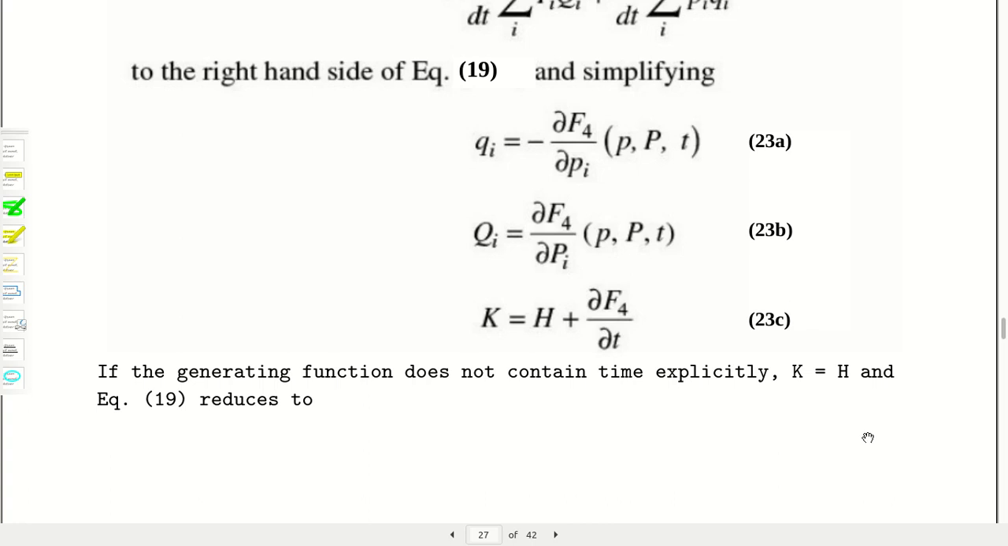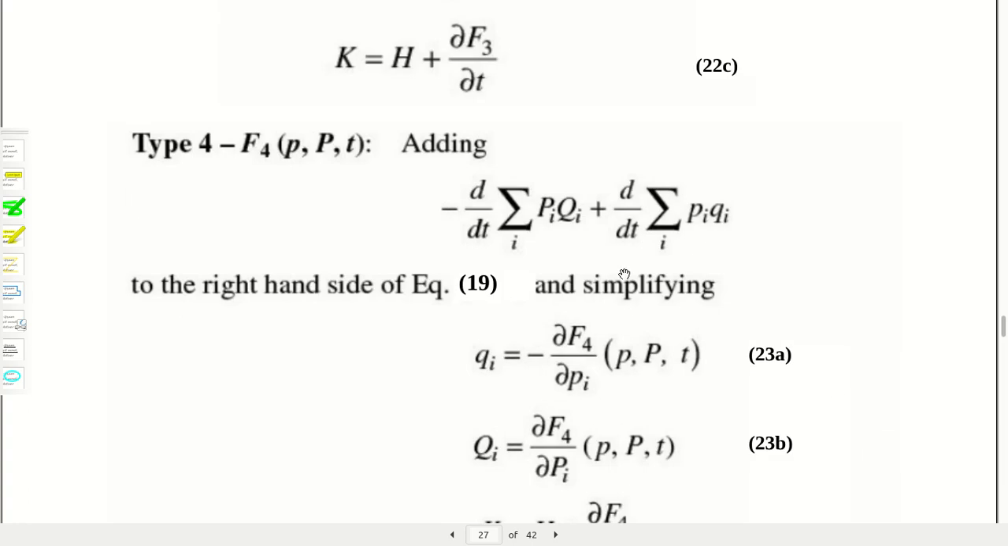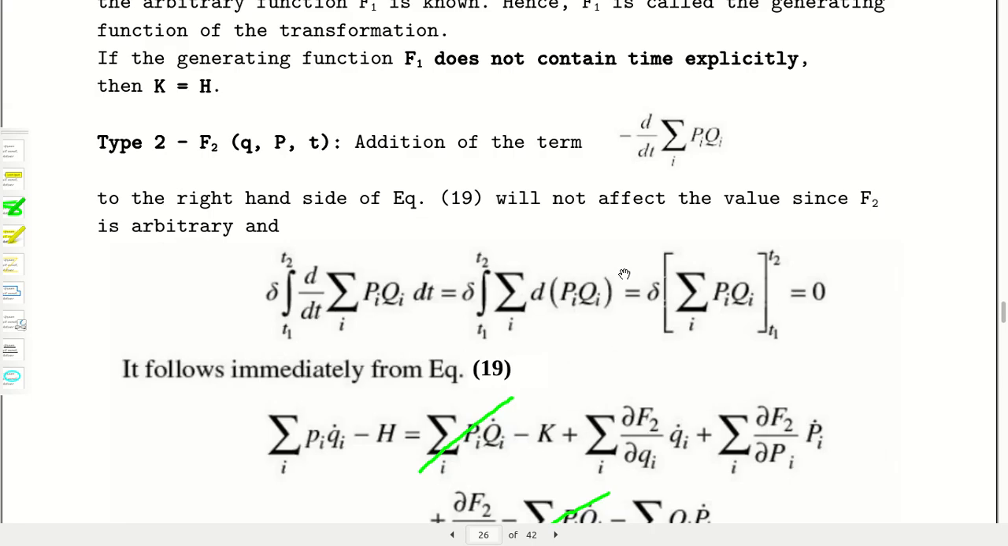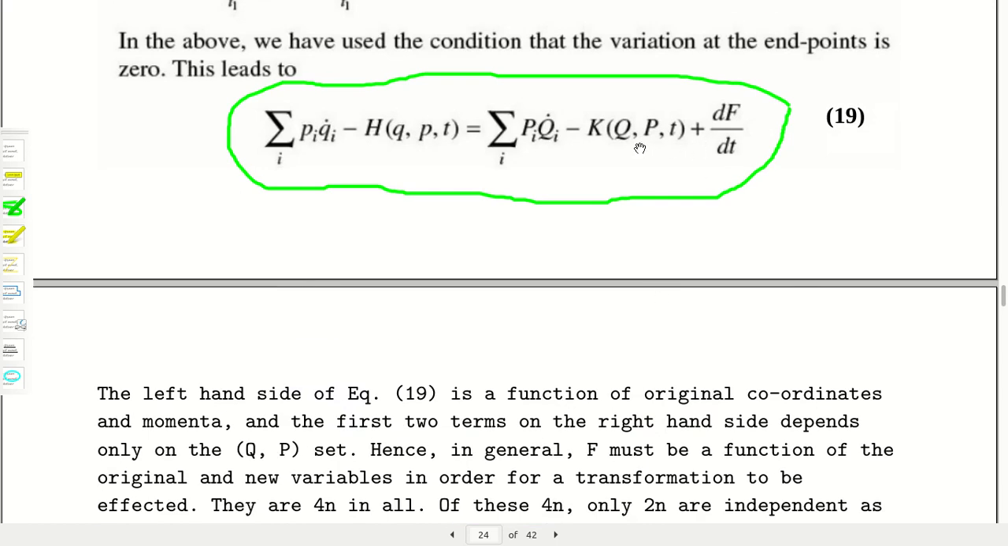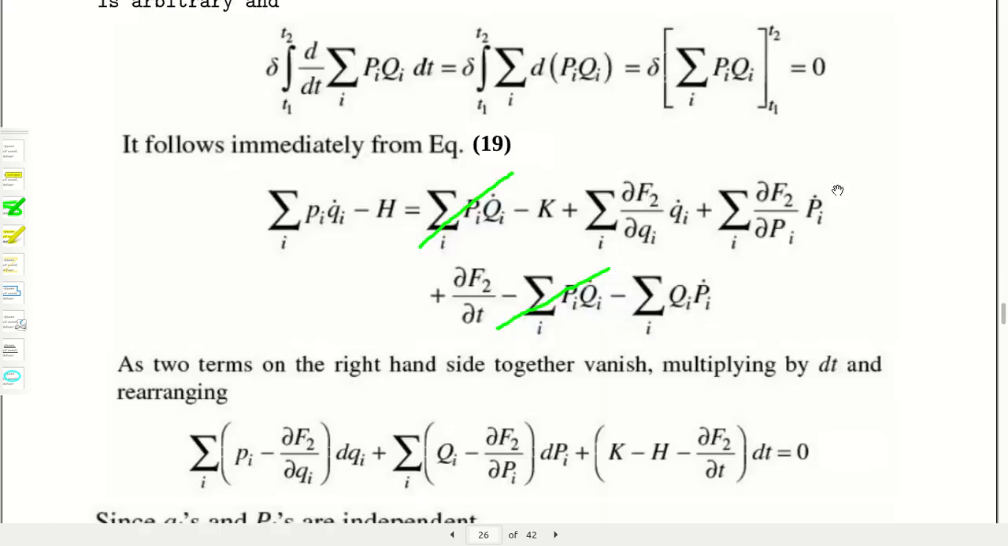If you put K is equal to H in equation number 19, so let us go to equation 19, H and K will vanish. So this equation will be: sum over pi qi dot minus Pi Qi dot is equal to dF/dt. If you multiply dt on both sides, then it will give you pi dqi minus capital Pi dQi, d of capital Qi, is equal to dF. So see, it is written here.